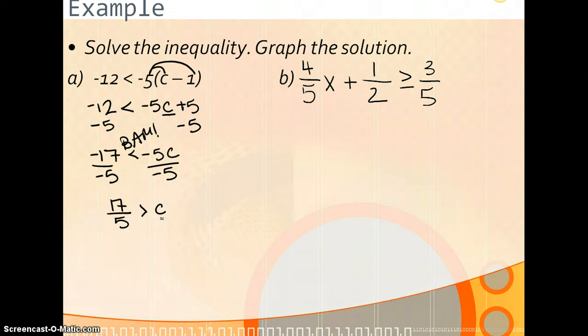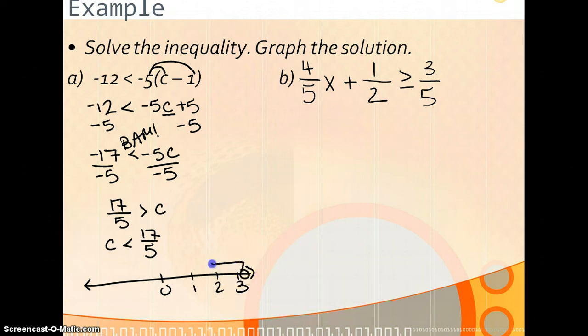Now, to correctly graph this, you do need to rewrite it as C is less than 17 fifths. Okay, in order to know which way to draw on the number line, you need to make sure that it's the variable, inequality, and then the solution. So from on here, 5 goes into 17 3 times with something left over. So you need to go to 3, and then just go a little bit after it, open dot, and our graph is going to the left.